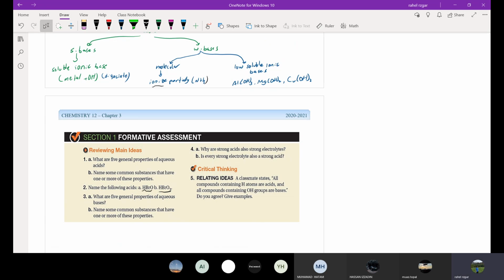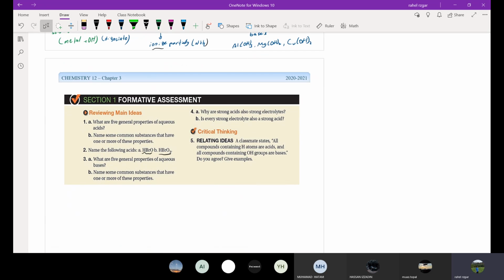Question 4, why are strong acids also strong electrolytes? They have the same common thing. Both of them ionize completely. Because strong acids ionize completely, they become all ions. That's why they are strong electrolytes. That's why they can conduct electricity very well.